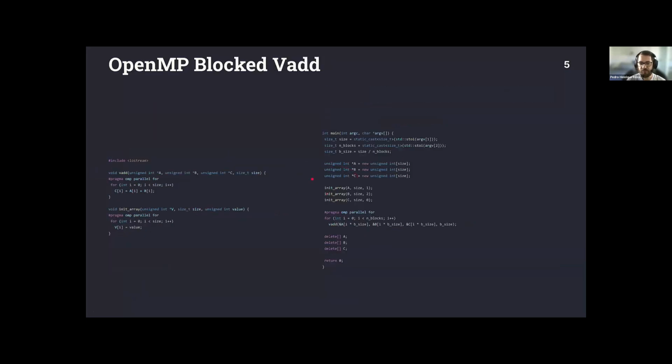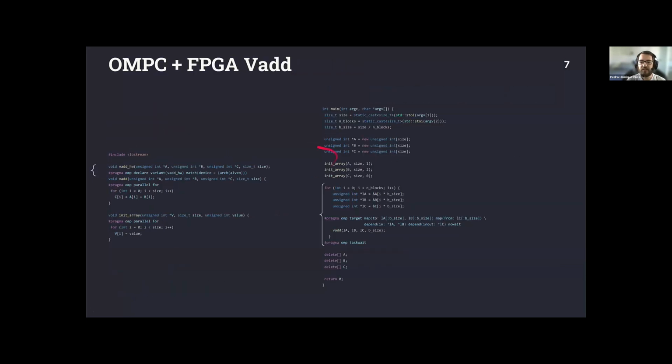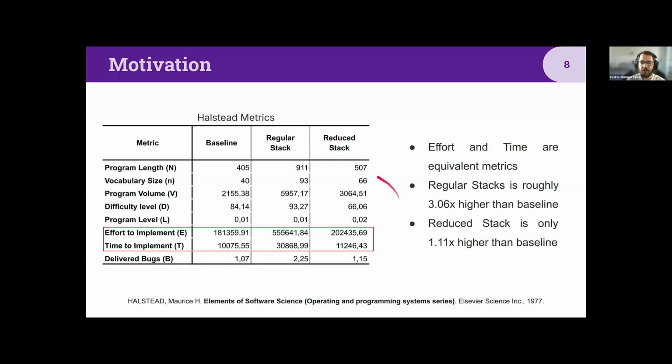So this is the first code, let's say the baseline, and this is our framework. You can see that we just added a few things, so you have much less effort to implement distributed FPGA acceleration than the usual way to do. Put this in numbers. Here are some Halstead metrics. For those who don't know, Halstead metrics are metrics that evaluate code complexity. So basically here we are measuring the effort to implement code.